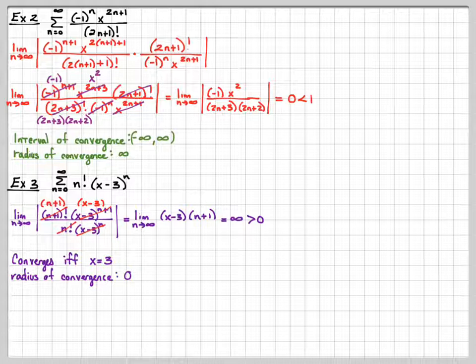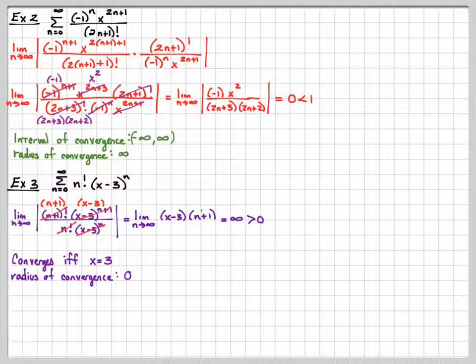and that value is 3. Oh shoot, I gotta go back. That value is 3, because if 3 goes in for x, then that limit equals 0, and 0 is always going to be less than 1, so it will converge only if x is 3. You have radius of convergence of 0. Okay, that's radius and interval of convergence.